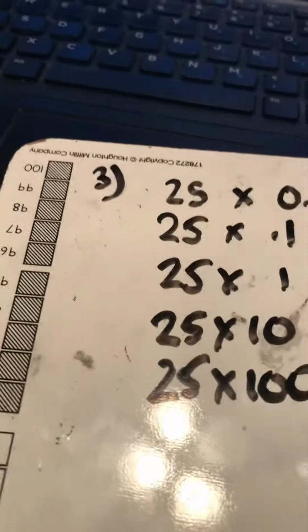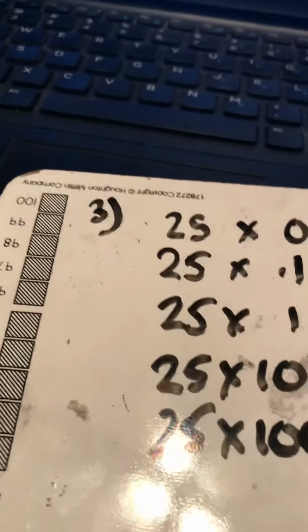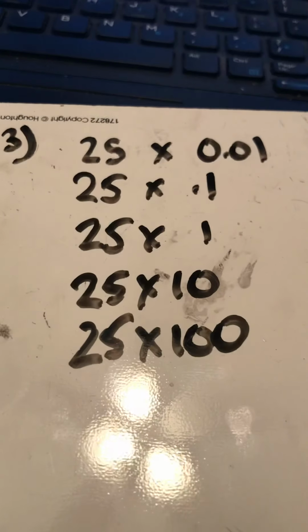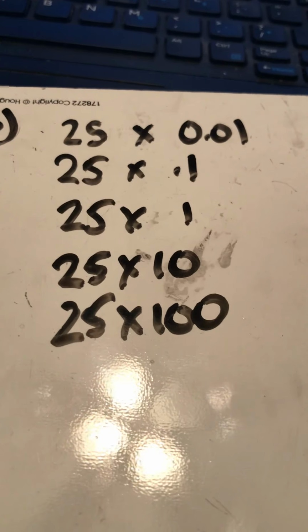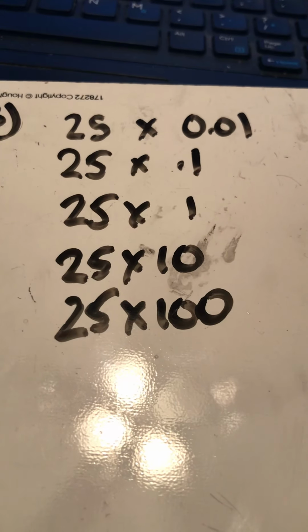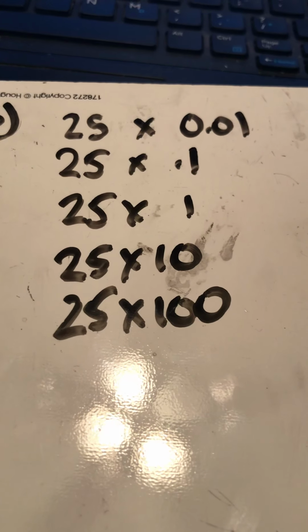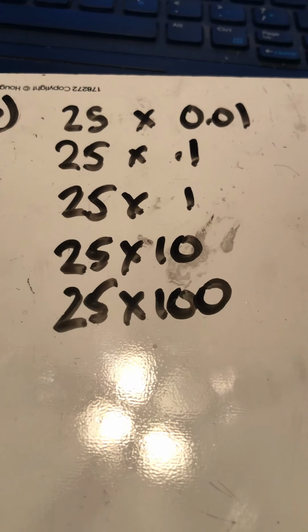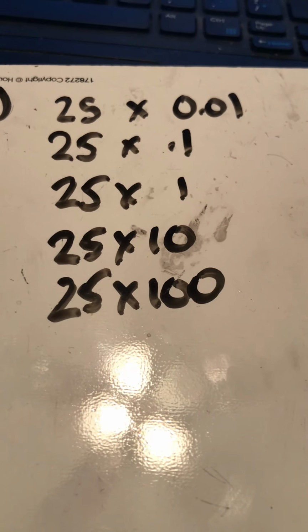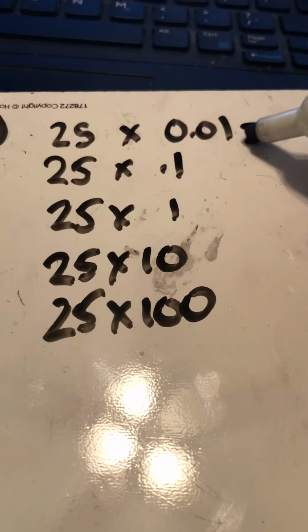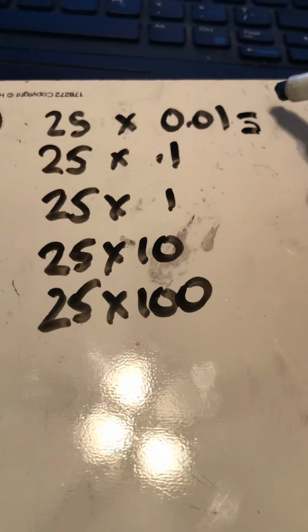So let's go to page 487. And let's look at number 3. Here we have 25 times 1/100th, 25 times 1/10, 25 times 1, 25 times 10, 25 times 100. So let's just quickly solve this. If you have your book, you're doing this with us.